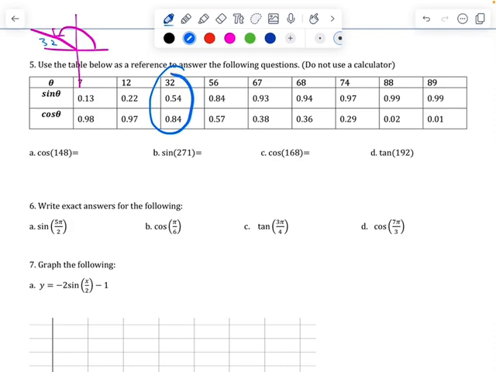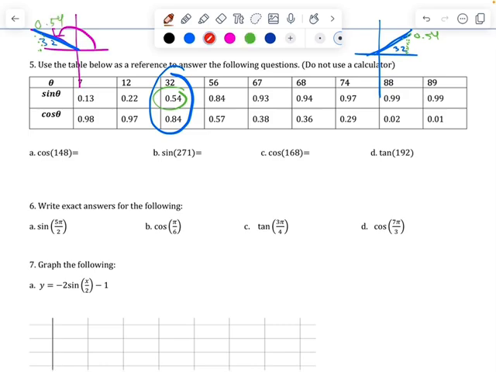Now let me draw this over on the side. What does 32 look like? This is 32. If you look at this angle right here and this angle right there, and you look at this height, this y value and this y value are going to be exactly the same. The y value is 0.54, so this is 0.54 high, and this would also be 0.54 high.